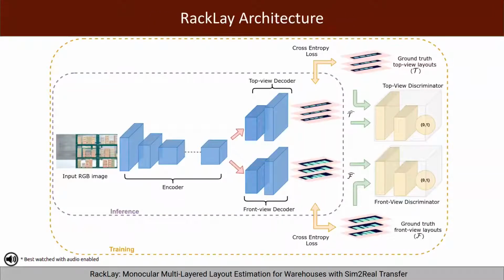This is the architecture diagram for RackLay. It comprises a context encoder, followed by a top view and front view decoder that predicts multi-channel outputs, which are passed to the discriminator for refinement.